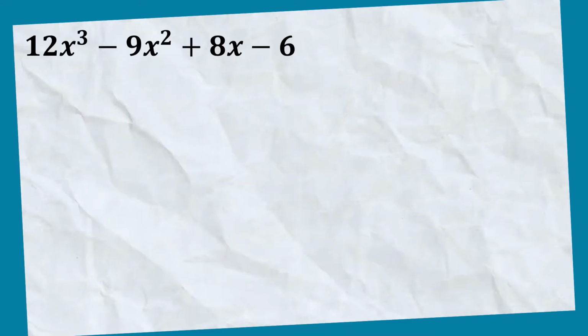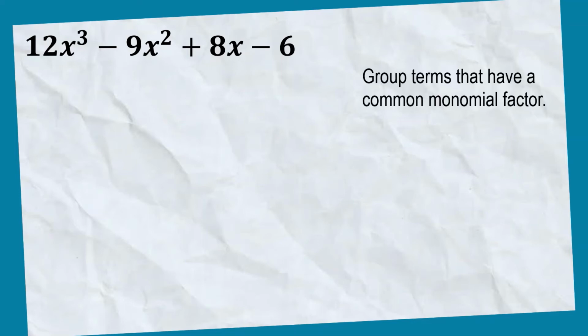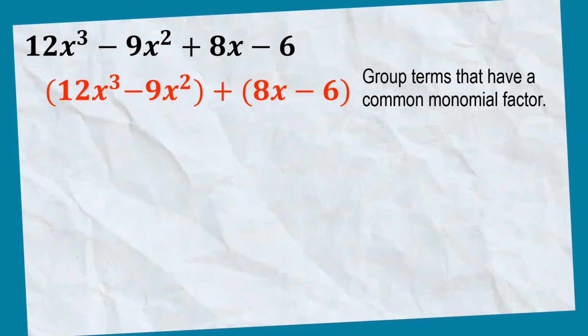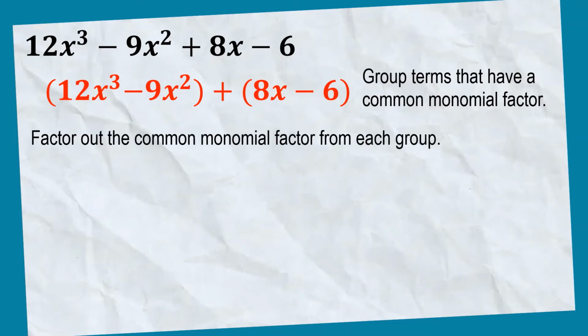Example number 1, 12x cubed minus 9x squared plus 8x minus 6. So first step, we need to group the terms that have a common monomial factor. So in this case po, ginrupo ko po ang ating given into 2 groups. We have 12x cubed minus 9x squared as our first group plus the second group 8x minus 6.